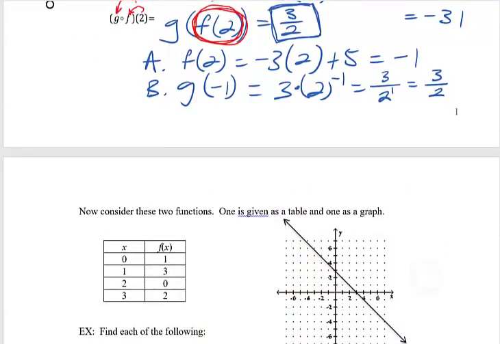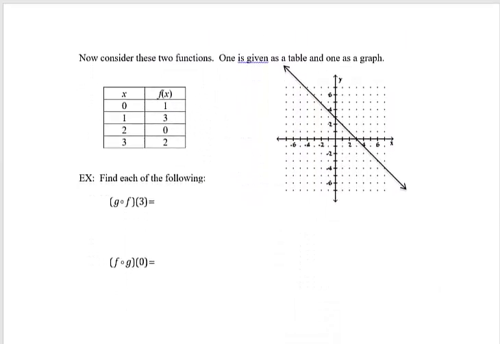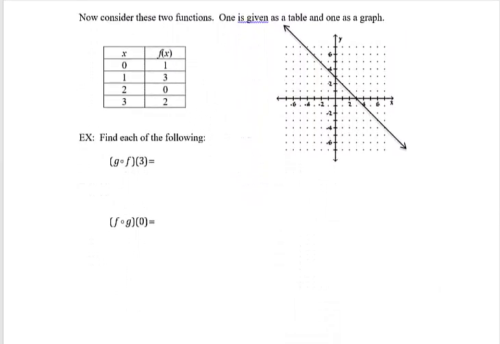This process of composition of functions can also be used when you have tables or when you have graphs. I've got 2 functions here. I have f of x, which is given in table format, and I have g of x. Let's see, that one didn't get labeled. This is g of x here, and that's the one that's given as a graph. And we can do the same sort of thing.